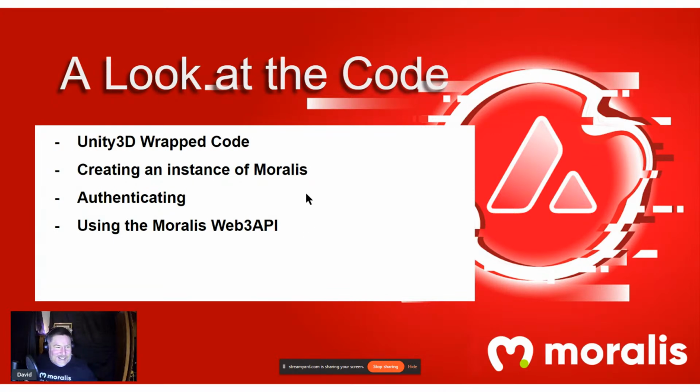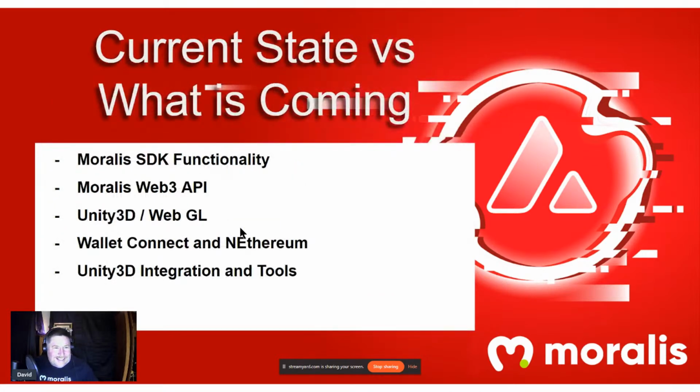Okay, so we've gone through some of the wrapped code, creating an instance of Moralis, authenticating, and we looked at using the Moralis Web3 API. All right, where are we? And where are we going from here?